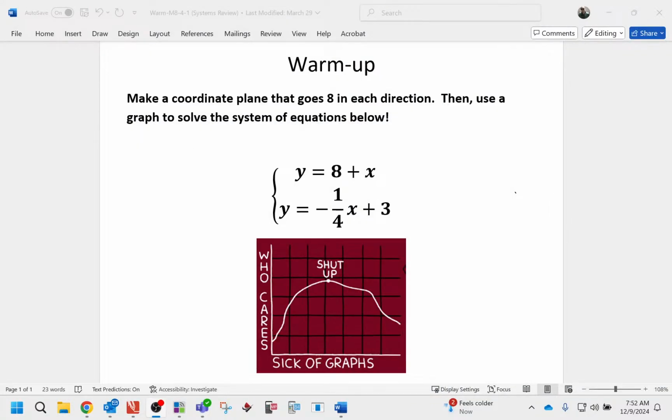Here is your warm-up. Make a coordinate plane that goes 8 directions and use a graph to solve the system of equations. See what you guys can do. We're about ready to go, and here we go.